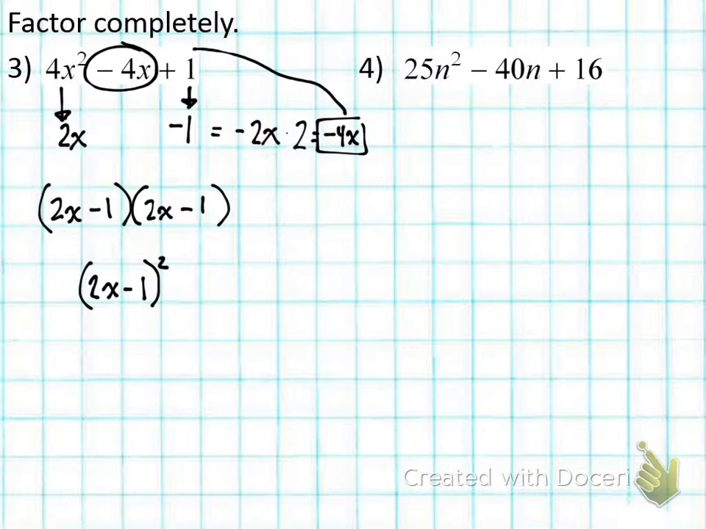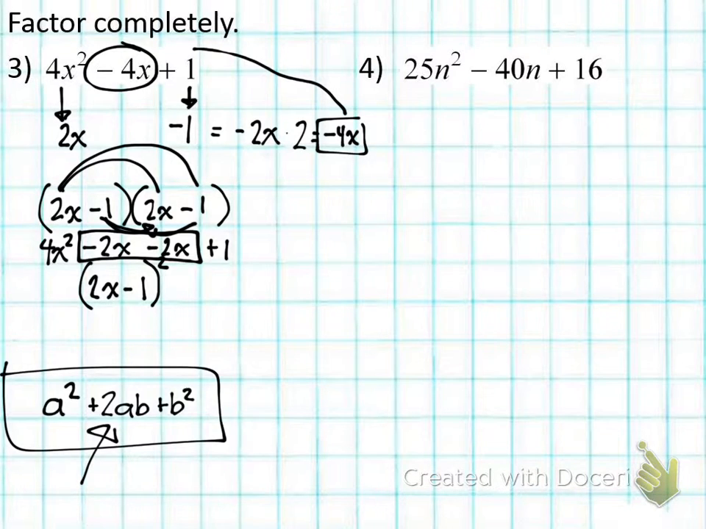Okay, so, knowing that, look at number 4. You can work with your neighbor, deciding, is this a perfect square? If it is, I want you to use our little system we got. 5n minus 4 times 5n minus 4, or 5n minus 4 squared.